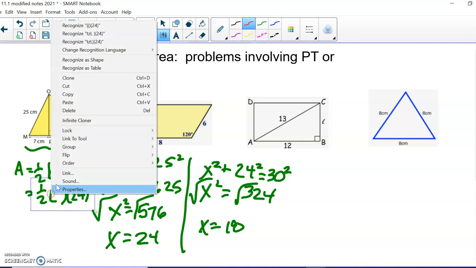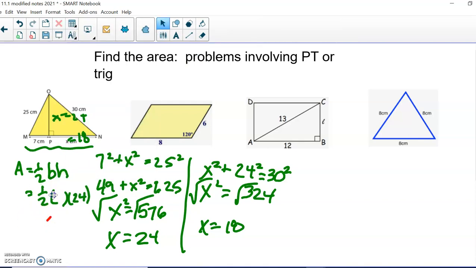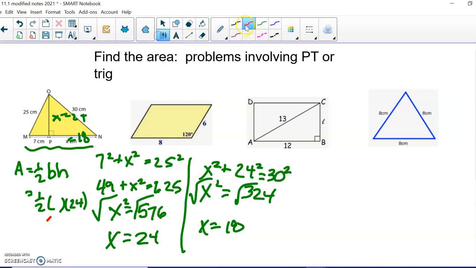Change color so you can see. All right, punch that in my calculator. And it looks like the area of our triangle is going to be 300. And remember, that's squared units, so it's going to be square centimeters.